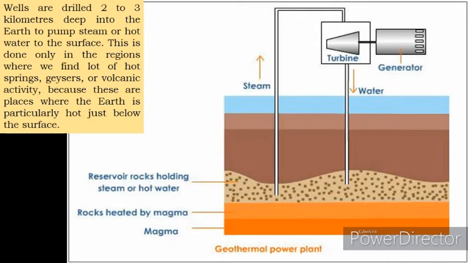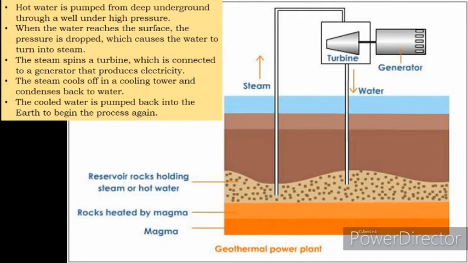Geothermal power plants are installed by drilling wells of 2 to 3 kilometers depth into the earth to pump hot water or steam to the earth's surface. These types of geothermal power plants are installed in regions where a lot of geysers, hot springs, or volcanic activity happens.